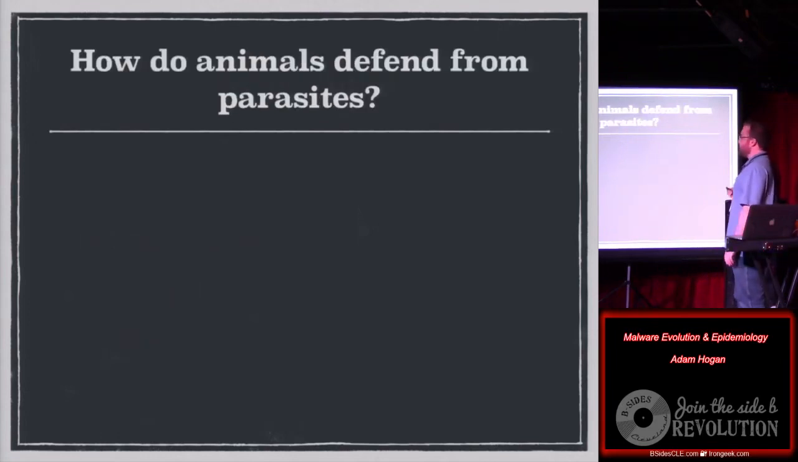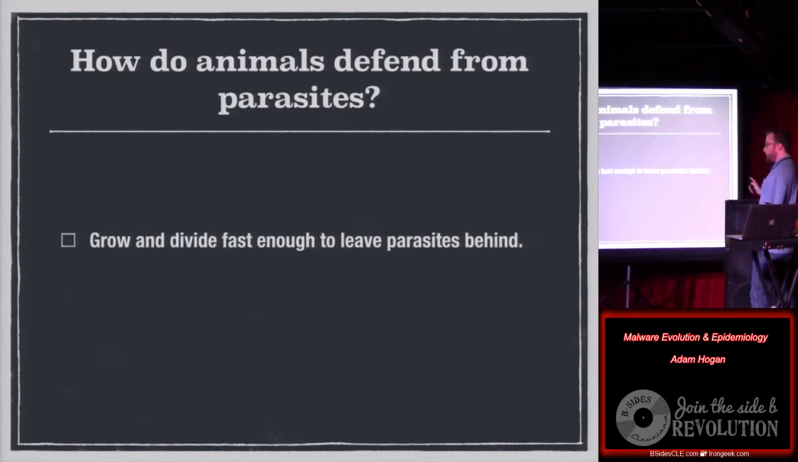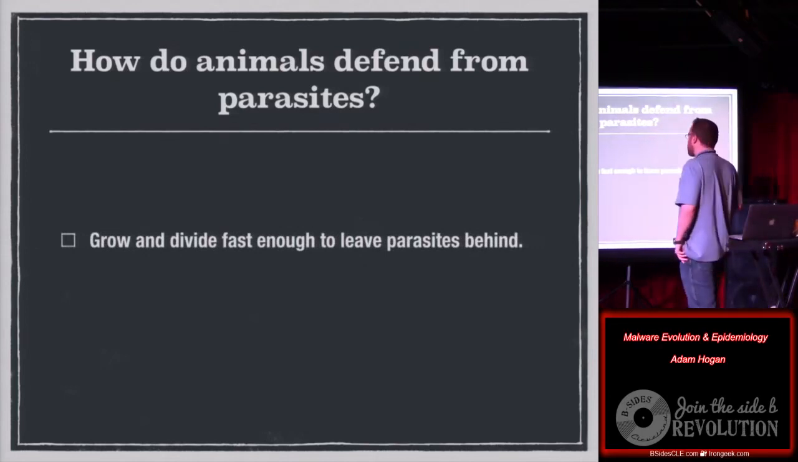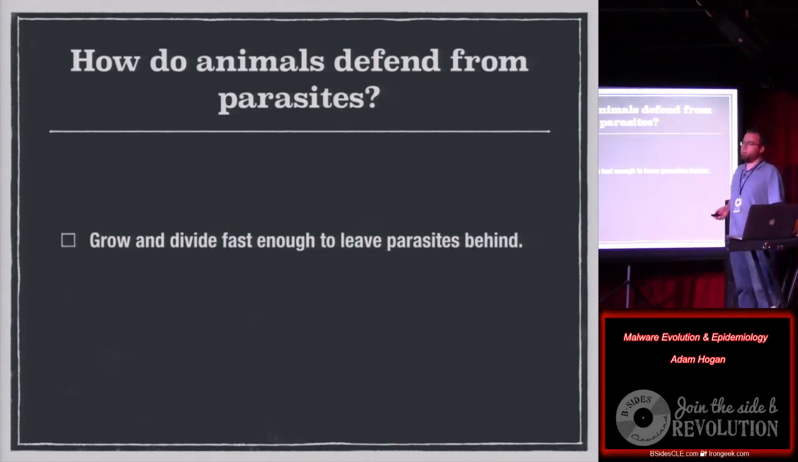All right, so how do animals defend from parasites? Of course, we want to go somewhere positive. Right? That's how do we use this information? How do we fight back? So there's a few general strategies animals have to get away from parasites. First is to grow and divide fast enough to leave parasites behind. Right? There's an evolutionary risk that the parasite wants to change enough where it can attack the host very well. If the host can change faster, it's going to get away.